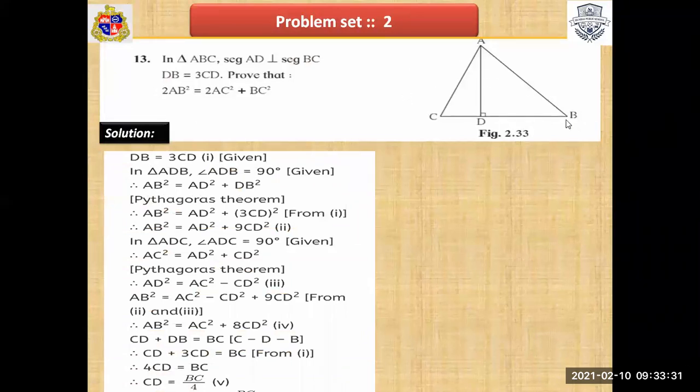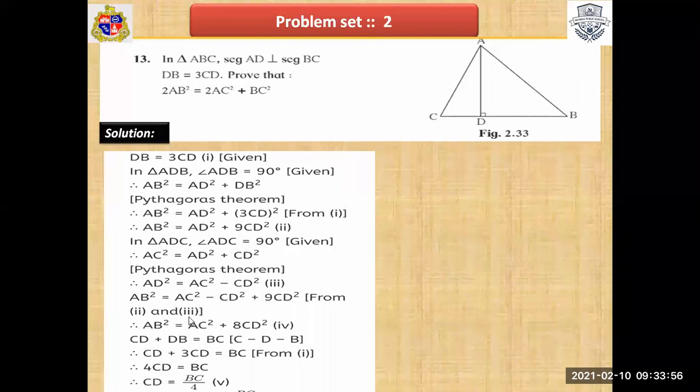ABD is a right angle triangle. Apply Pythagoras theorem here. DB is equal to 3 times CD. Put it here, then call it equation number 2. Then again take the other triangle ADC, apply Pythagoras theorem, and find the value of AD square. AD square is equal to AC square minus CD square.